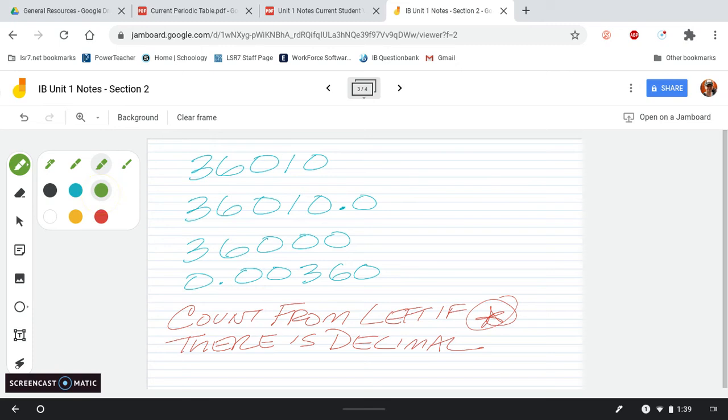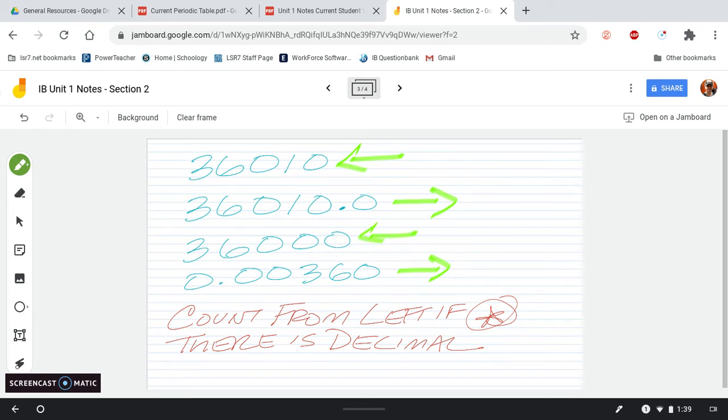So this one has a decimal. So what that means is I'm gonna be counting from the left. This one has a decimal, so I'm counting from the right. Now, if you don't have a decimal, so this one has a decimal counting from the left, this one has a decimal counting from the left. If you don't have a decimal, you count from the right. So we got 2 with and 2 without.